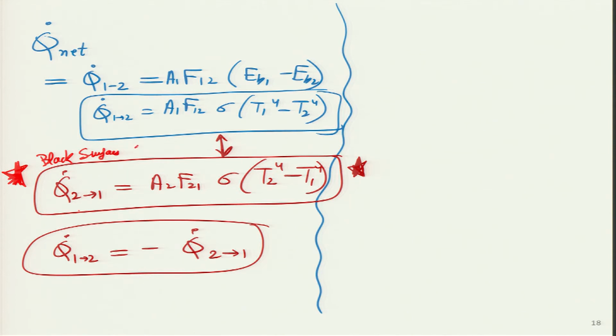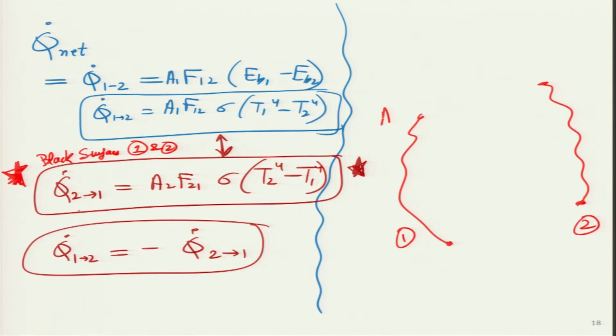Black surfaces 1 and 2. So, there are two surfaces, both are black. They can be any distance apart, they can be any shape. This could be surface 1, this could be surface 2 over here. All I need to know is their area A1, temperature T1, area A2, temperature T2, and the view factor F12. If I know these 5 parameters, then I can calculate both the q dots from here.